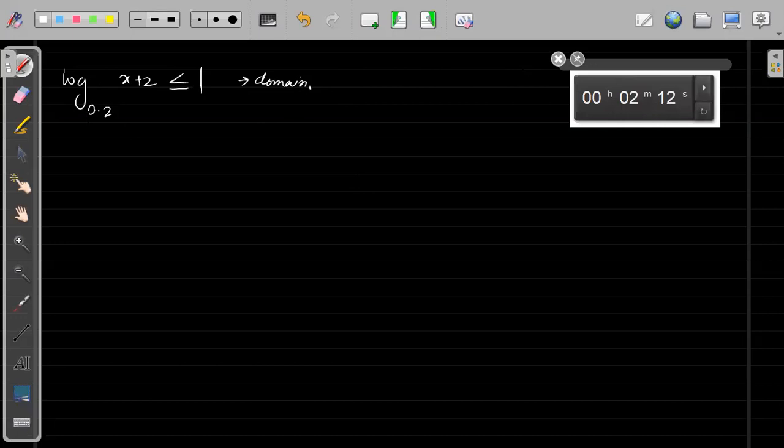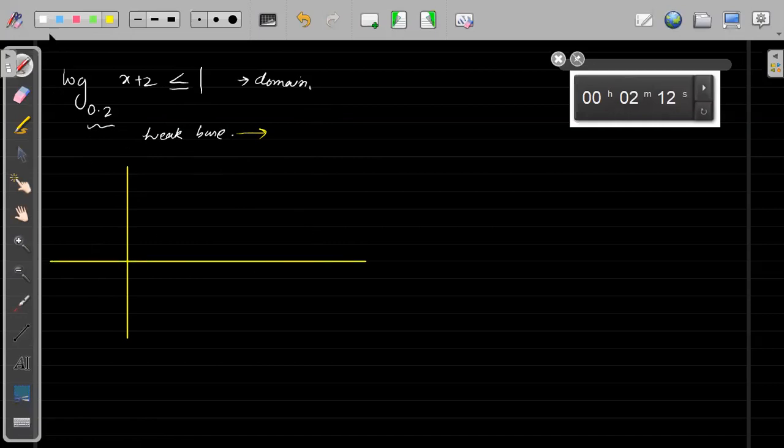So I'm solving. See, I'll draw the curve. First, I can write this with base 0.2. This is a weak base situation. So first I will see what the approximate graph looks like. I'm saying approximate, I'm not drawing it accurately. It will look something like this because this is a weak base.